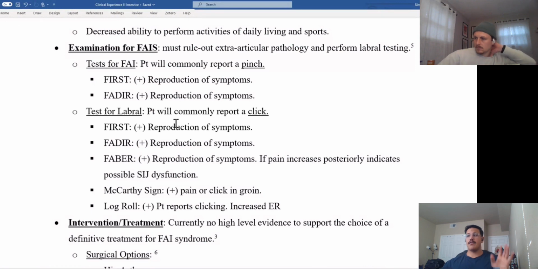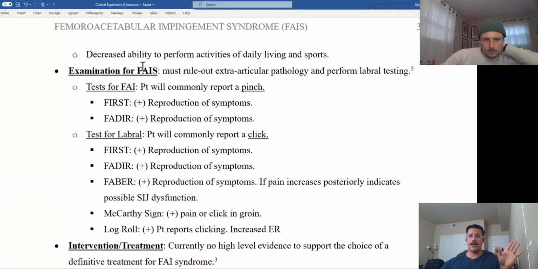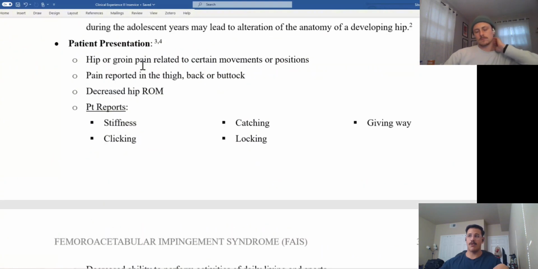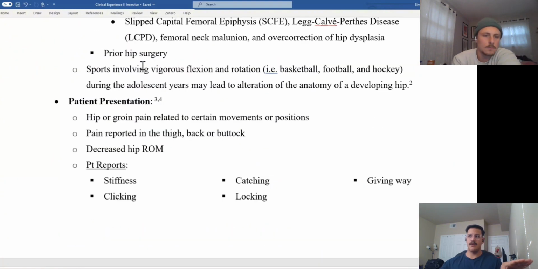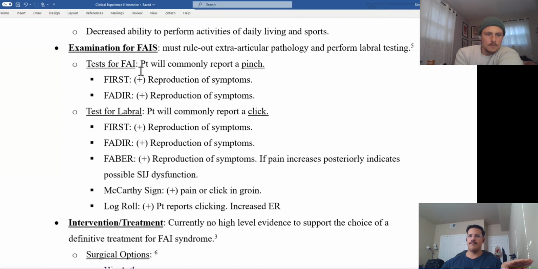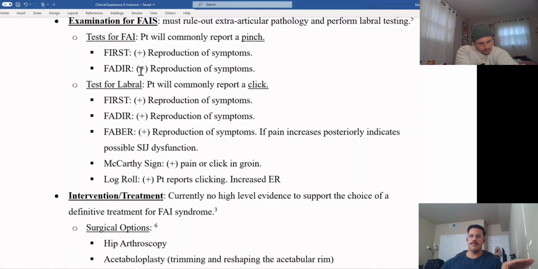And then now going into exam. Before that, any questions on any of that, patient presentation or etiology? No. No, this is all stuff that we should be semi-familiar with. Cool. I'd appreciate a refresher on.